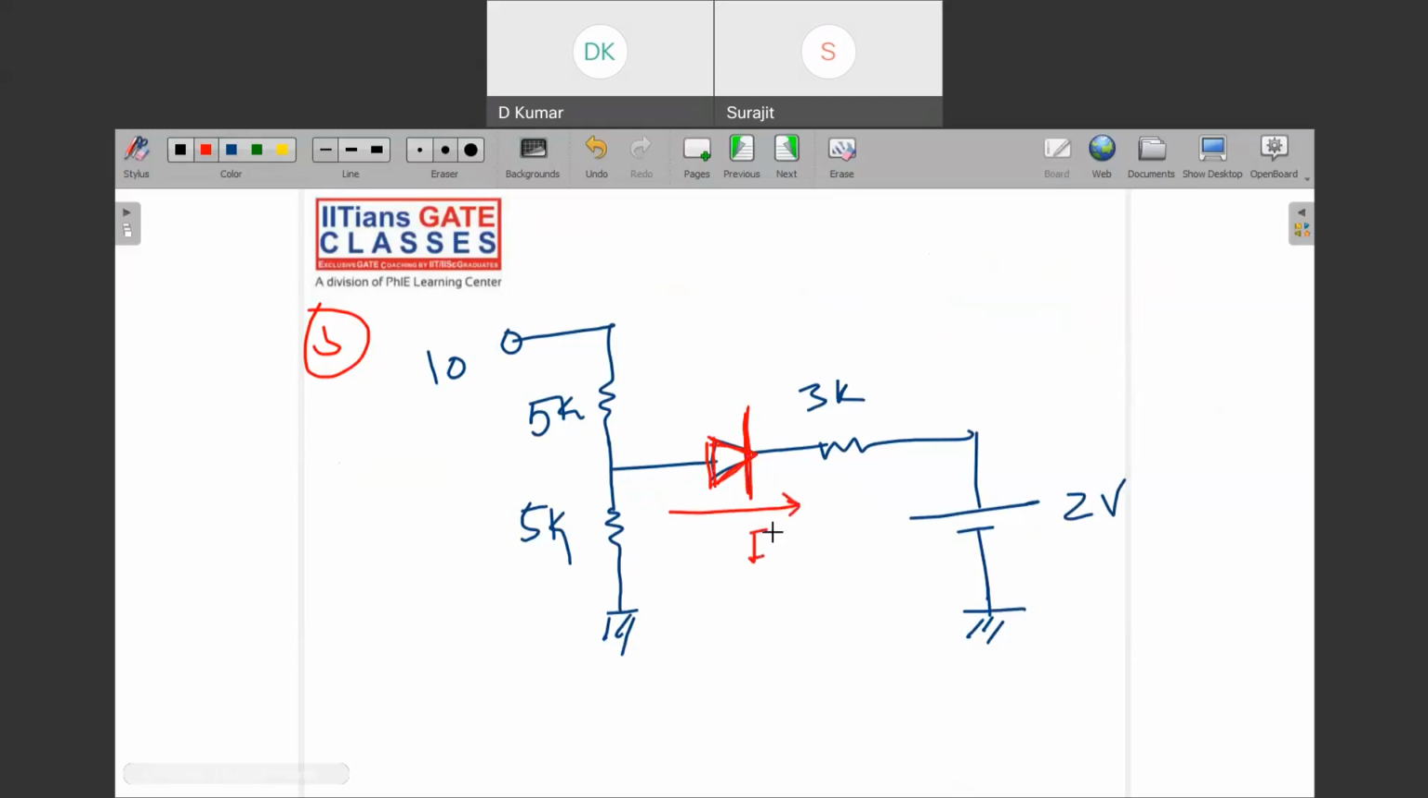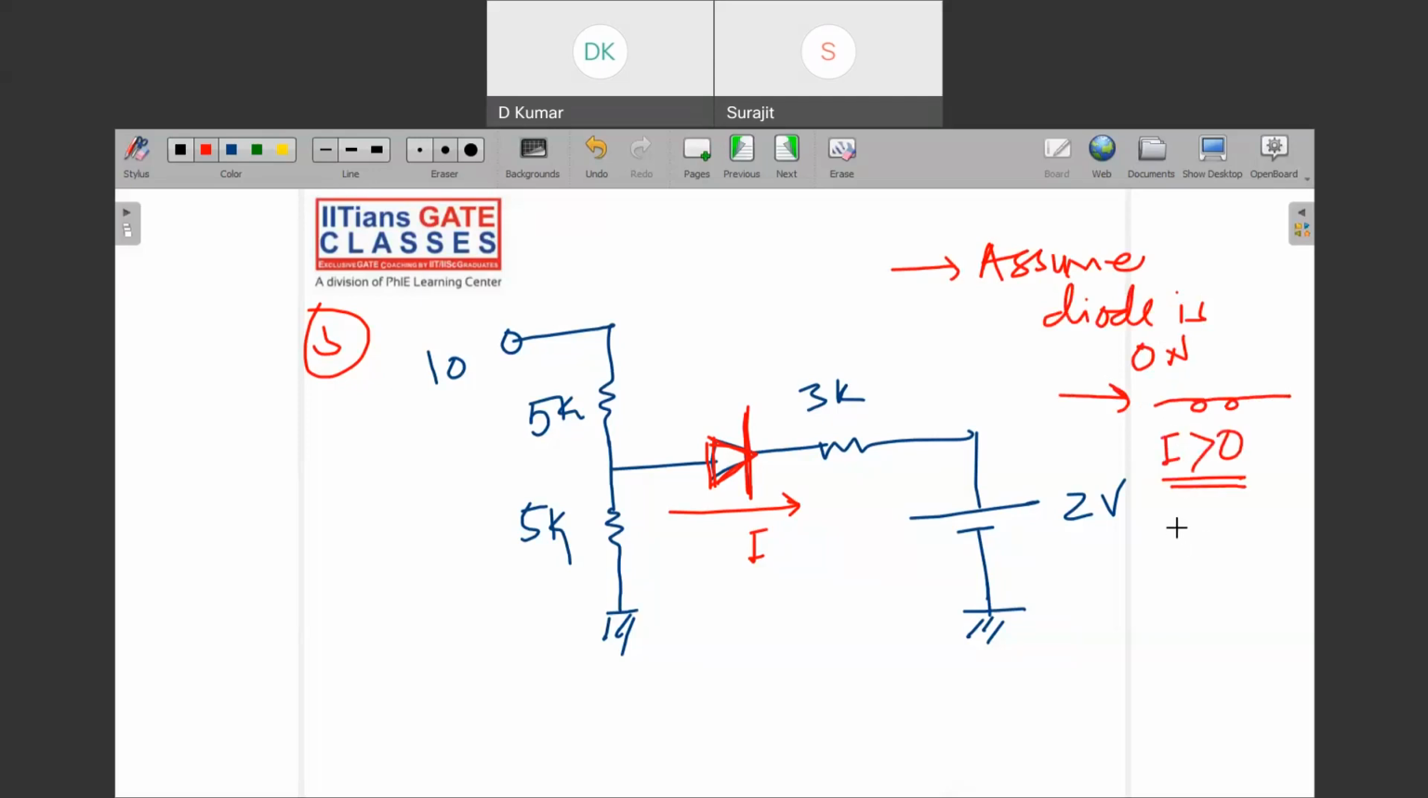See, whenever this kind of question is asked, you can make the assumption that your diode is on. Assume that the diode is on, so you replace it by a short circuit, and then find the current I. I must be greater than 0. If I is greater than 0, then the assumption is correct, right? Yes, sir.